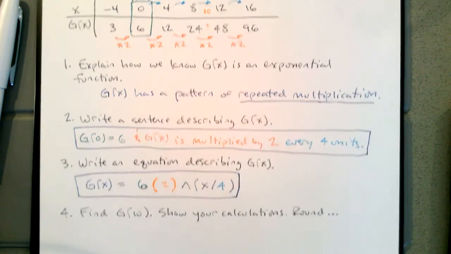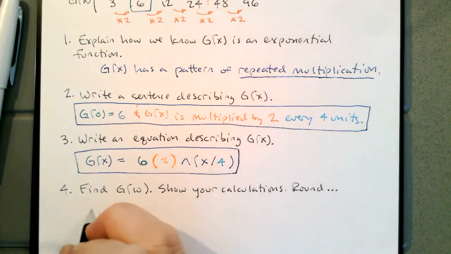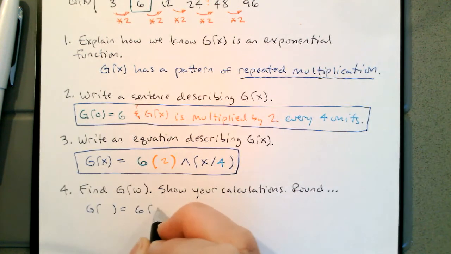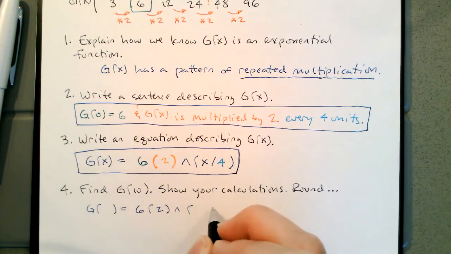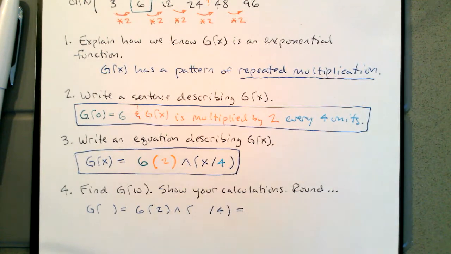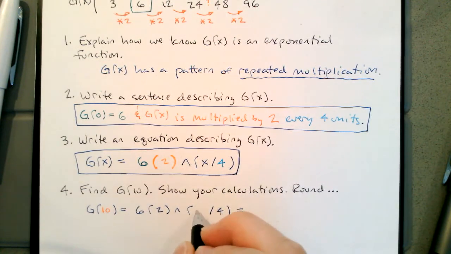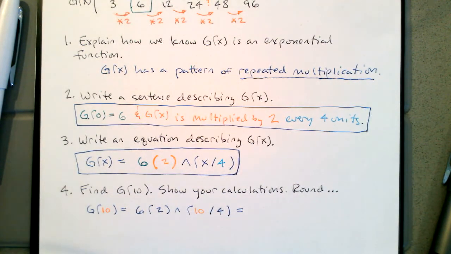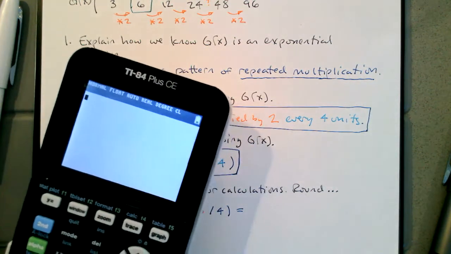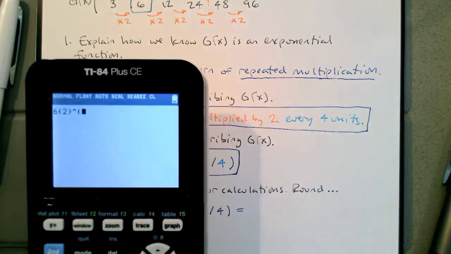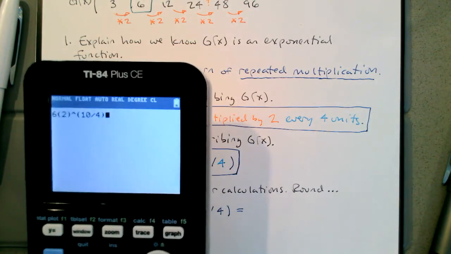But now that we have an equation, all we have to do is plug 10 into the equation. So if I want g of 10, I just take 6 times 2 to the 10 over 4. So I just take the 10 as the input. And I can type this in my calculator exactly like I write it. This is why I write things in single line syntax, because my calculator does single line syntax. So I'll do 6 times 2 to the 10 over 4.